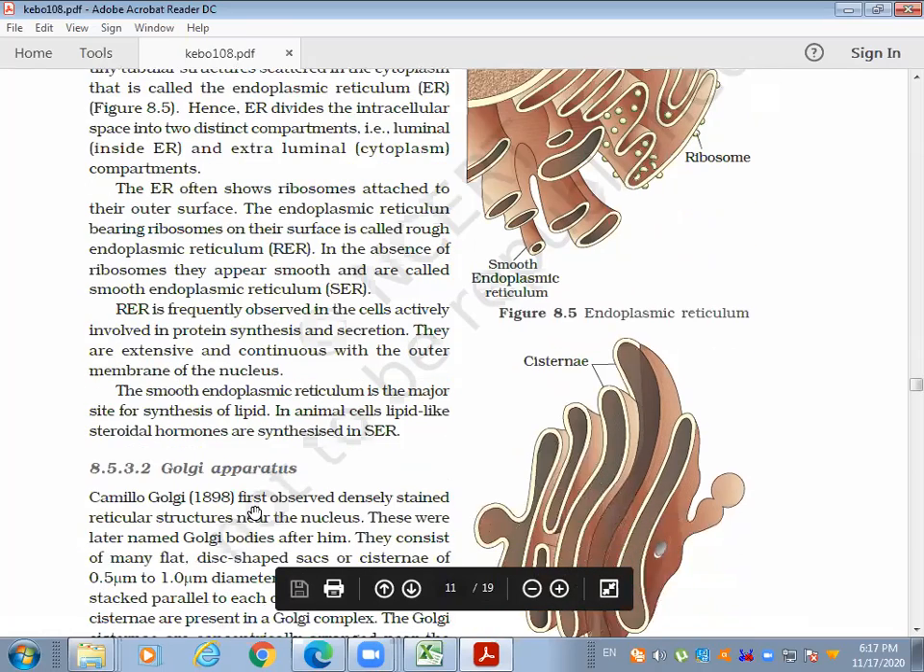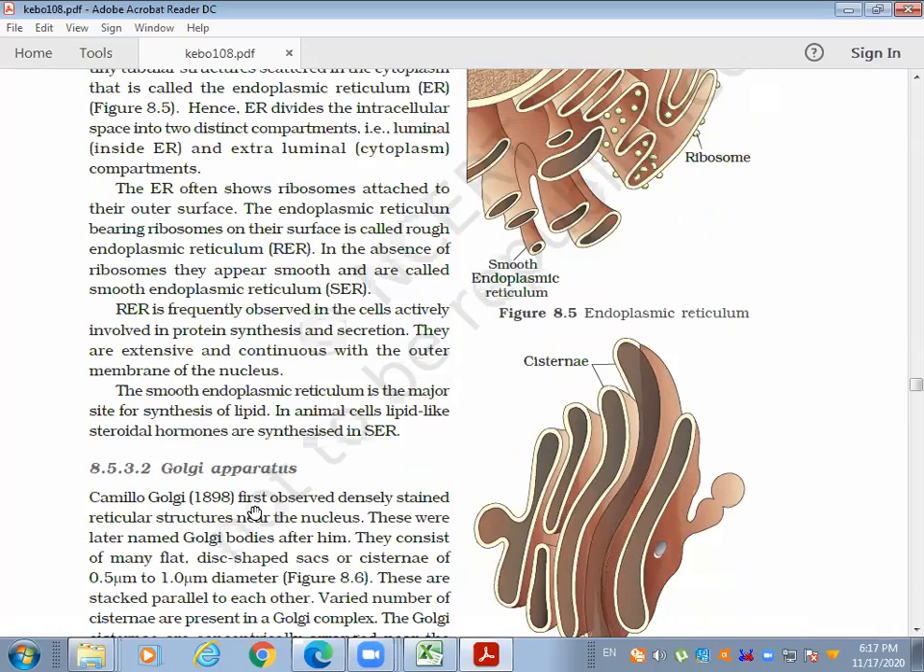Smooth endoplasmic reticulum is the major site for synthesis of lipids. In animal cells, lipid-like steroidal hormones are synthesized in the smooth endoplasmic reticulum.